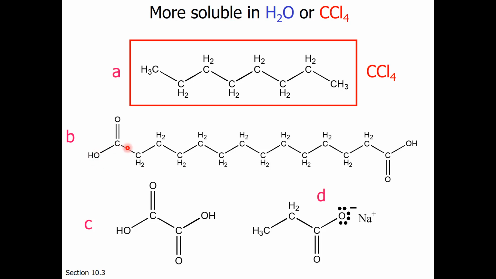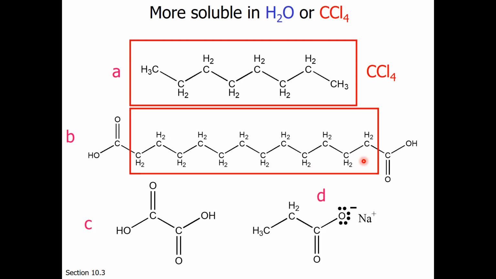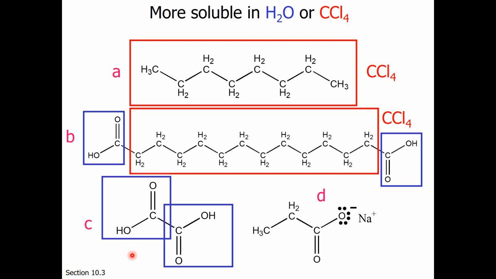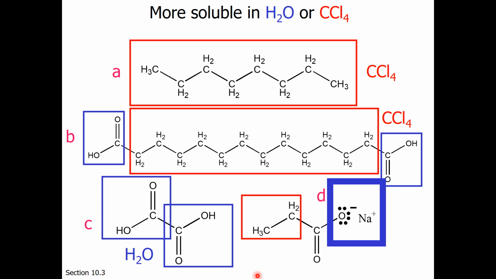Let's look at B. Seems to have a lot of nonpolar and also some polar. But you can see that the nonpolar area is much greater acreage than the polar. So carbon tetrachloride would be a good guess. How about C? Polar. So it belongs in water. And D has a nonpolar tail, but a superpolar region. It's ionic. So this belongs in water.